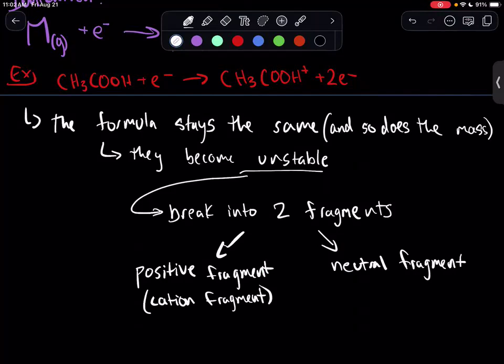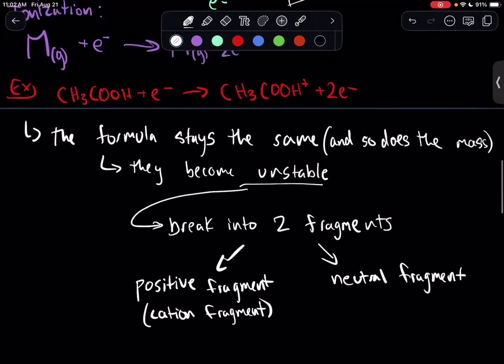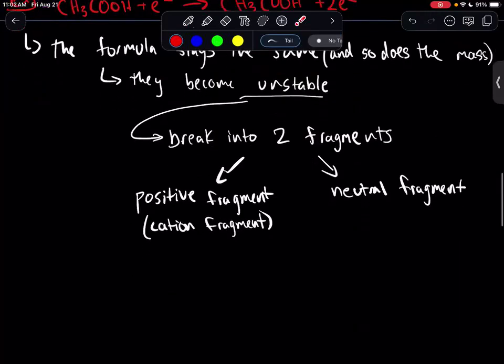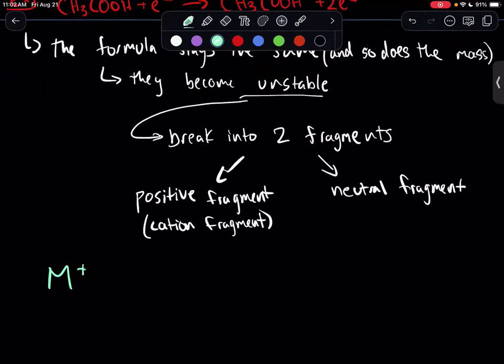Now, mass spec only sees positive ions. It does not see neutral things, so we'll never detect a neutral fragment. But we can detect these positive fragments as well as the positive molecular ion if it remains stable enough to hit our detector. So when we look at this, what we're going to be seeing a lot in our mass spec is our positive molecular ion, our positive fragment, and we do not detect our neutral fragment.